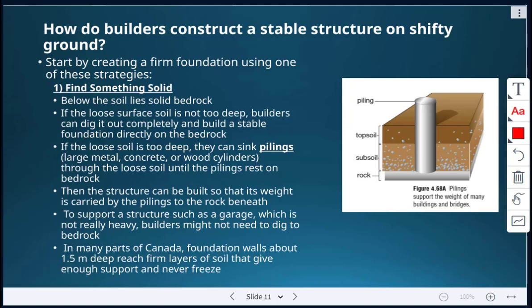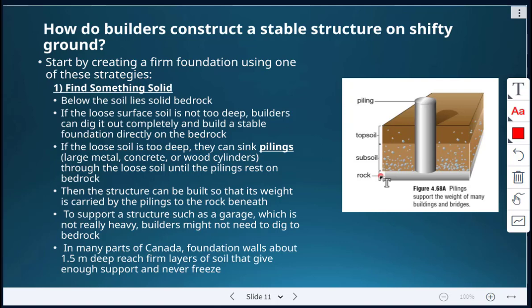So how do builders construct a stable structure on shifty ground? So there are these strategies here we'll talk about. There's 3 of them. They have to start by creating a firm foundation. This first one is finding something solid.